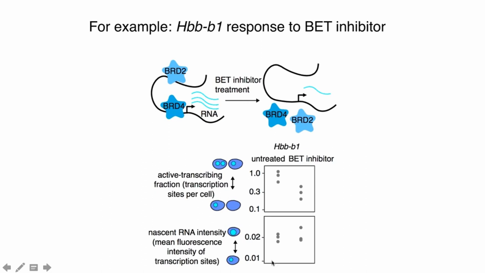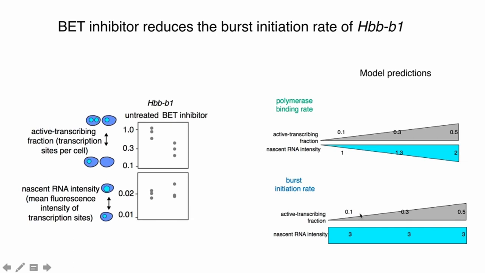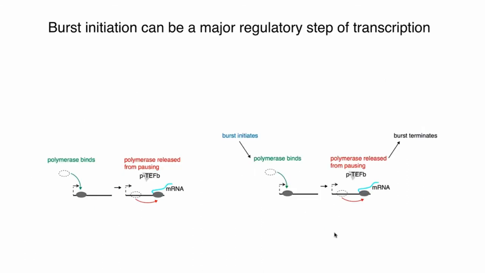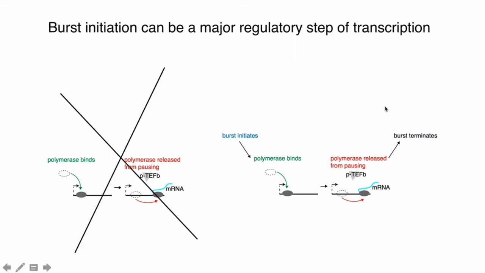And to remind you again, the model predicted that we would only see that particular pattern if burst initiation rate is changed. The independent change of active transcribing fraction with no change in nascent RNA intensity. So this is really exciting. We can already say that burst initiation rate can be a regulated step of transcription and that this simple two-step model can be rejected.